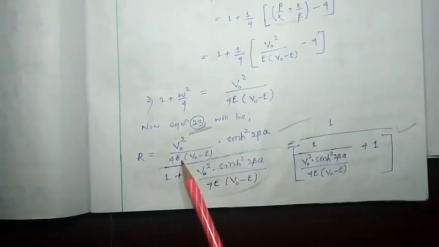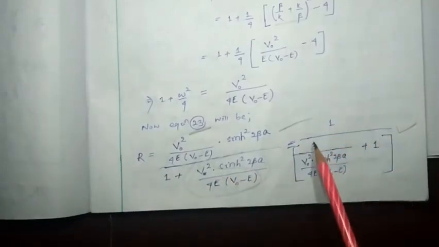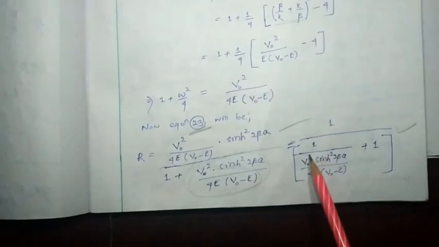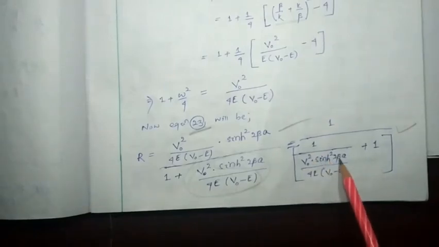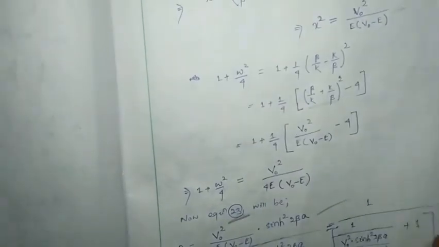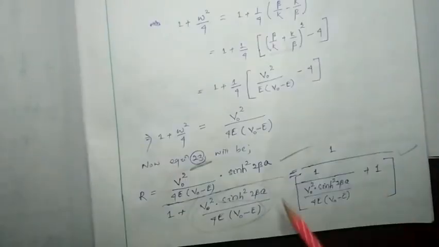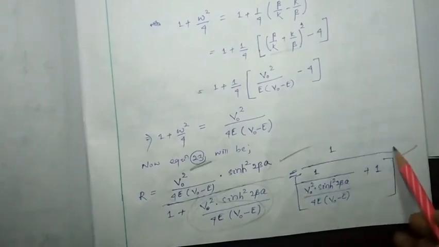So here we found that by dividing this with this and this, we get 1 by 1 whole divided by 1 by v0 square into sinh square 2 beta a by 4e (v0 minus e) plus 1. For further simplification, this can be written as what? That means 1 plus this much, inverse.